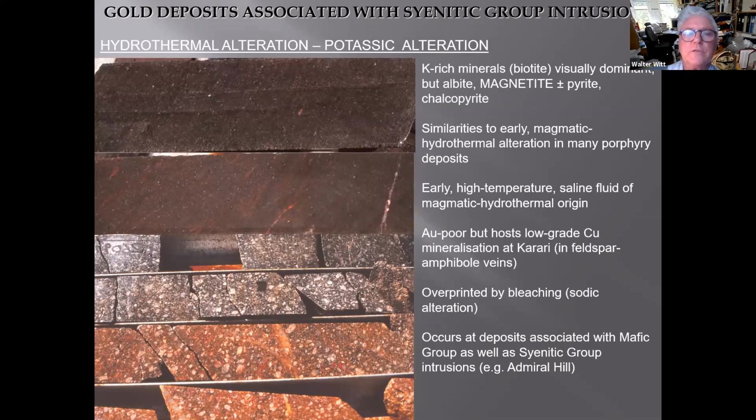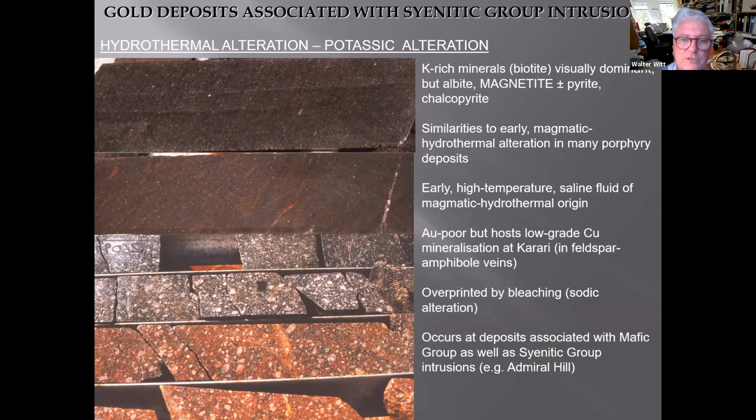Another high-temperature alteration facies is potassic alteration, dominated by K-rich minerals, particularly biotite, but in these assemblages we also find albite, magnetite, and sporadically pyrite and chalcopyrite. So this assemblage has some similarities to early magmatic hydrothermal alteration in many porphyry deposits, where again it is attributed to an early high-temperature saline fluid of magmatic hydrothermal origin. Potassic alteration in SGEG deposits is gold poor, but does host low-grade copper mineralisation at Karari.